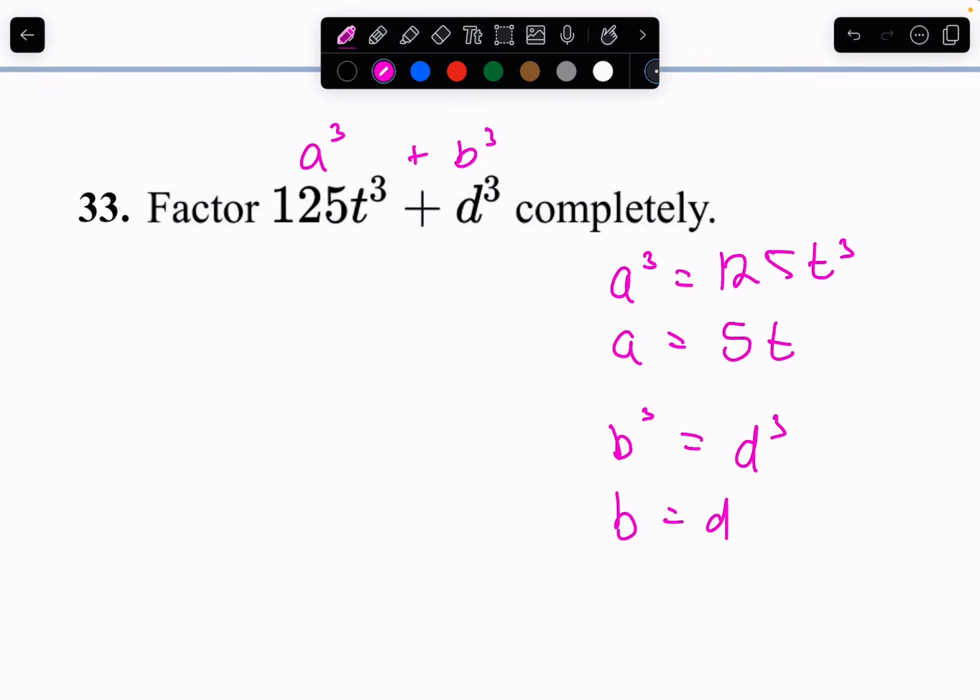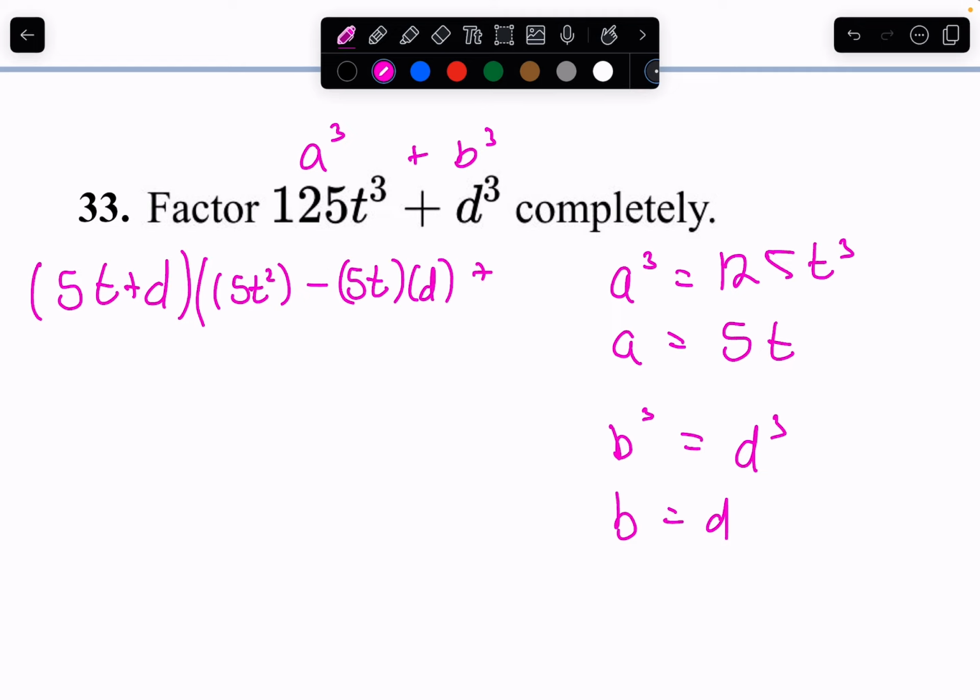So we're going to do a plus b, which is going to be 5t plus d. And then this is going to be times a squared, plus minus a times b, which is going to be 5t times d, and then plus b squared, which is going to be d squared.